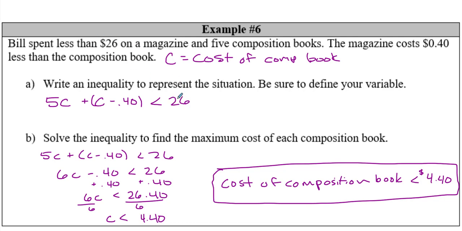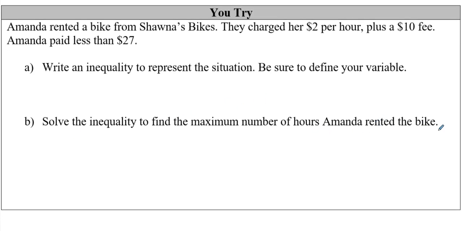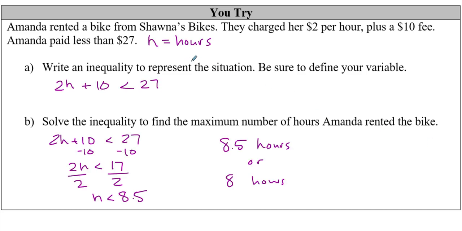Remember, he spent less than 26. He could not spend 26 even. He had to spend less than 26. That is why I did not include that underline. And then I got $4.40 is the max cost to be under that $26. All right, here is the last one. I'm going to pull this up. Let's slide this down. I want you guys to try this one and then come check it out, and we'll close this up. This will be a wrap.